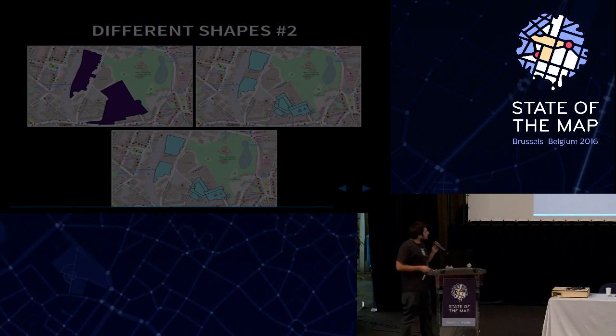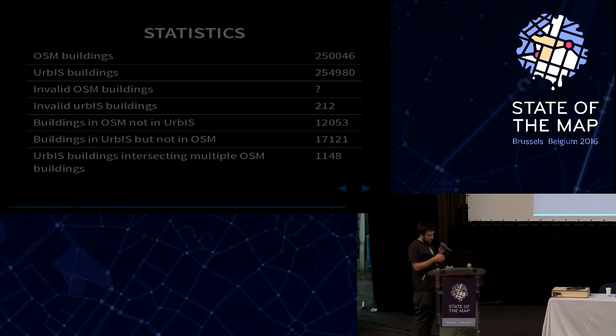Okay. And now the statistics. So in Brussels, we managed to have this amount of OSM buildings. In the Urbis database, we have more than 200,000 buildings. We didn't compute the invalid buildings from OSM because we remove them in our SQL request, but I think it's quite a lot. There are 212 invalid Urbis buildings.